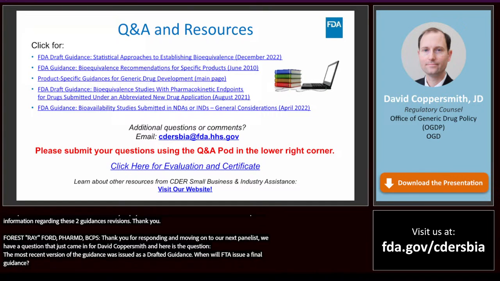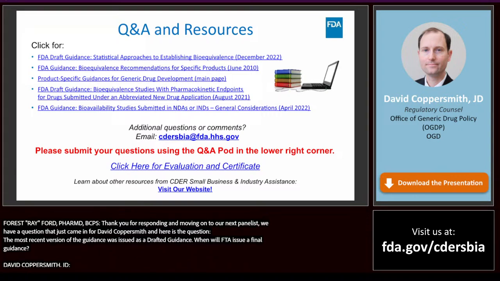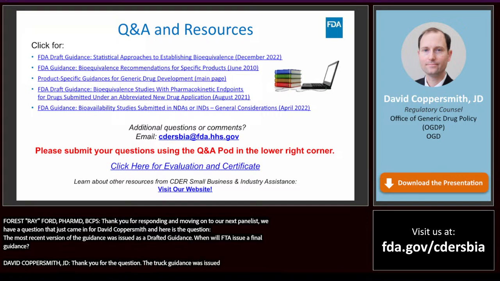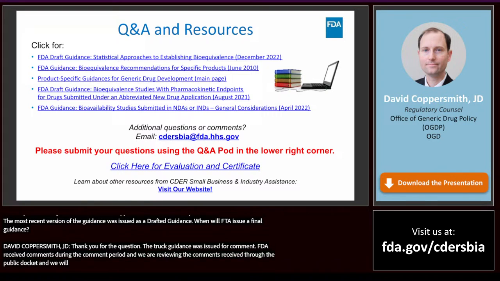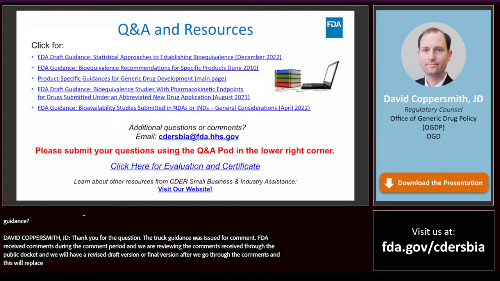The draft guidance was issued for comment, and as Dr. Zhao mentioned during his introduction, FDA received several comments during the comment period. FDA is reviewing the comments received through the public docket and will prepare either a final version or a revised draft version of the guidance that incorporates changes when appropriate. When finalized, this guidance will replace the February 2001 guidance of the same name and will represent FDA's current thinking on this topic.